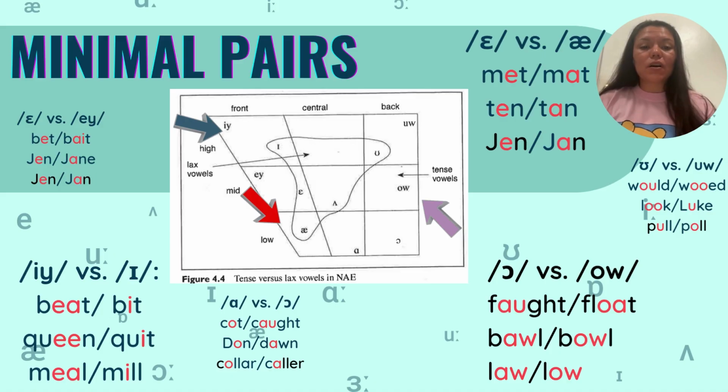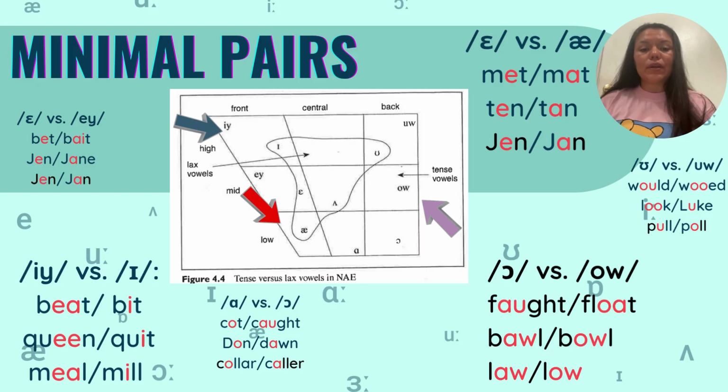More examples of minimal pairs are all around, but I just want to go over the e and a sound. We have met and mat, ten and tan, gin and jan. And again, we see them here in the quadrant. One of them is central and the other one just across from the other, across the quadrant and across this line.